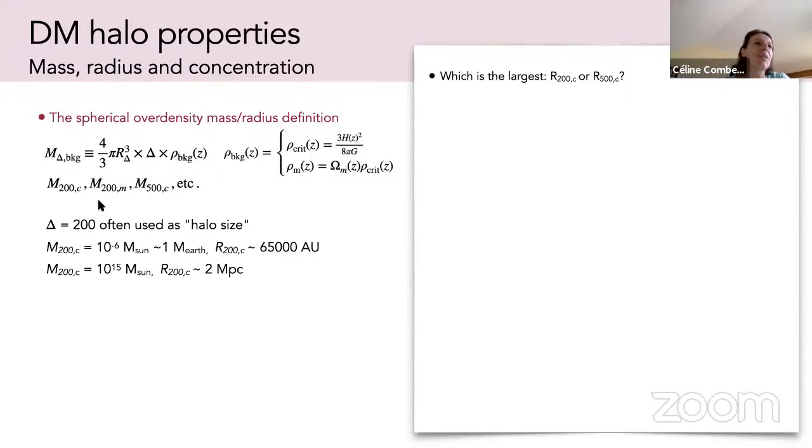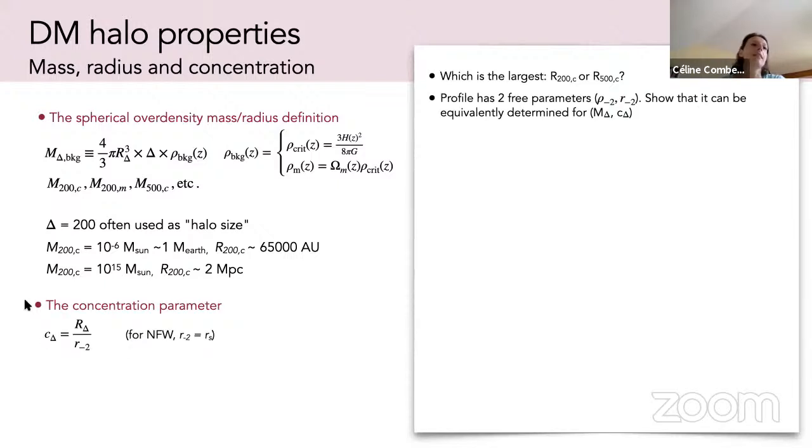So now in the literature, you will often see 200 being used as the halo size. And just to give you an order of magnitude, for the smallest halos I can think of, 10 to the minus 6 solar masses, typically 1 Earth mass, the size of the halo will be around 60,000 AU. So that's the distance to the Oort cloud, that's the distance of our extended solar system. So these are very diffuse things, okay? 10 to the minus 6 solar masses in the size of the solar system. Now, if I go to the extreme other end, 10 to the 15 solar masses is 2 megaparsecs, so that's your galaxy cluster typical size.